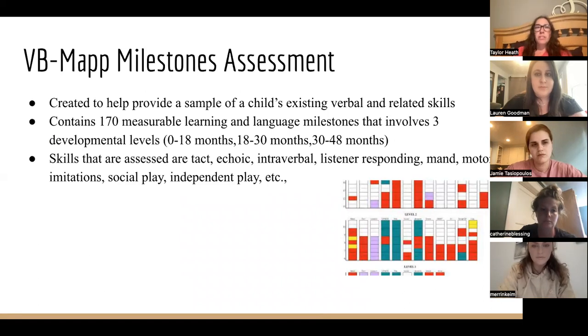So the VB-MAPP milestone assessment was created to help provide a sample of a child's existing verbal and related skills. The assessment contains 170 measurable learning and language milestones that involve 3 developmental levels: 0 to 18 months, 18 to 30 months, and 30 to 48 months. Skills that are assessed are tact, echoic, intraverbal, listener responding, mand, motor imitation, social play, independent play, etc.